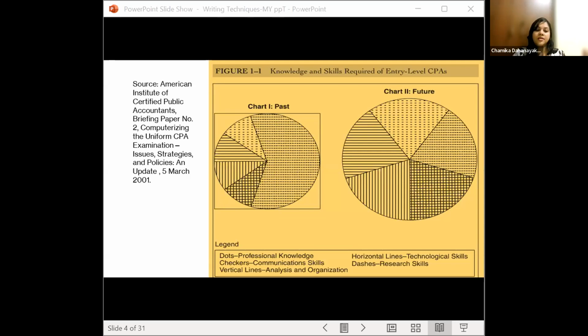So in the past, your communication skills were needed very little for accountants, managers, finance professionals, right? But what is the prediction? In the future, you will need communication skills to the same level that you will need your professional or technical knowledge. Okay, so just check your answers, everyone. Everyone who sent me your sentences, you can very easily check.